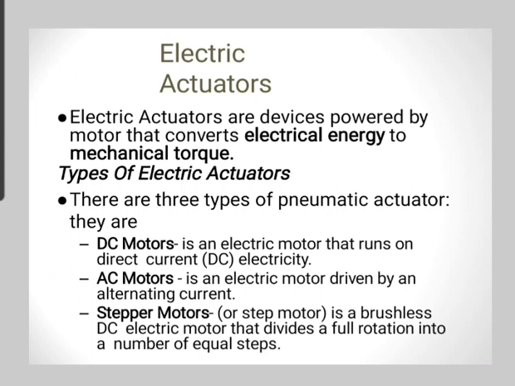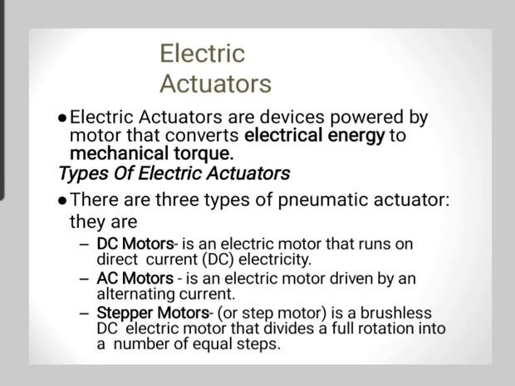So next is the electric actuator. These are devices which are powered by a motor which converts electrical energy to mechanical energy. The commonly used actuators in robotics are electric actuators. The electric actuators can be AC or DC actuators. Mostly robots are using DC actuators. There are basically three types of electric actuators, that is DC motor, AC motor and stepper motor.